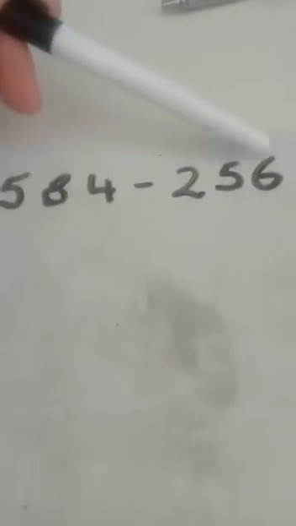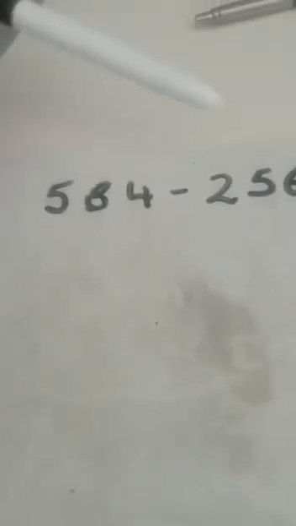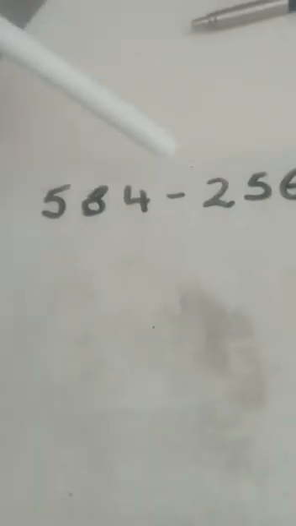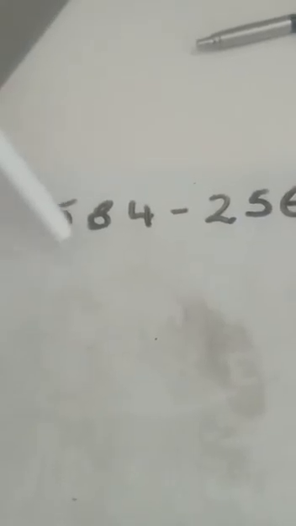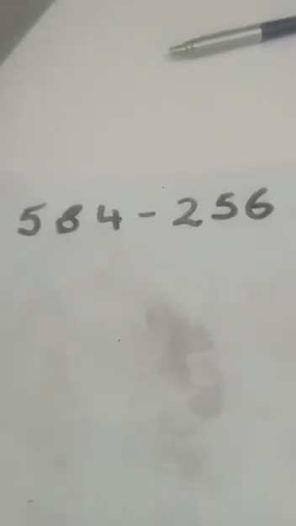14 take away 6. So now the 8 will become 7 tens instead of 80. So 70 take away 50, we can do that. And then 500 take away 200, we can do that. So there's only one exchange needed in the tens. So we can get going through that.